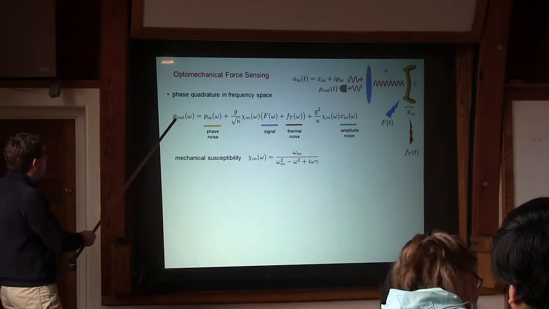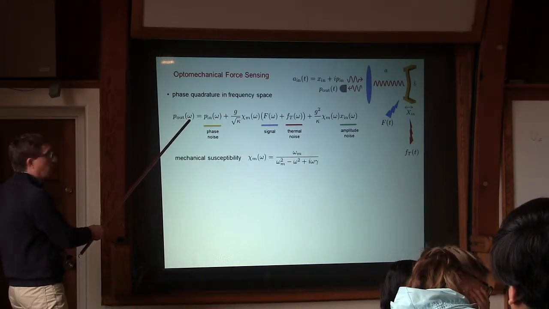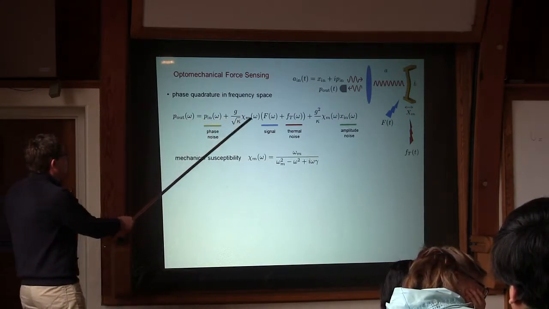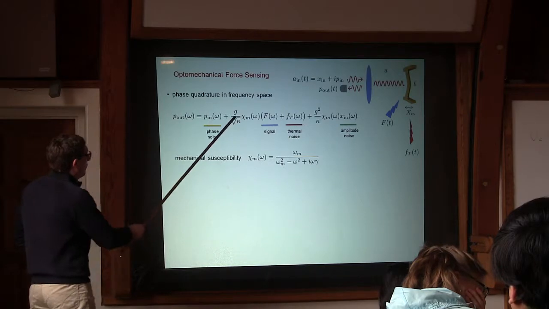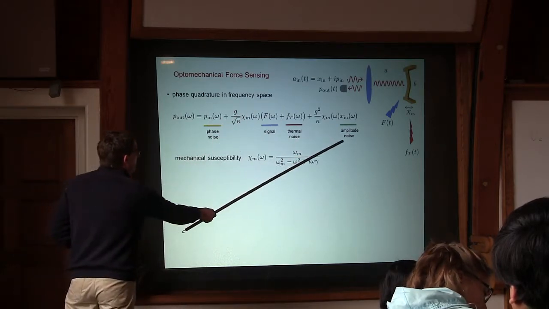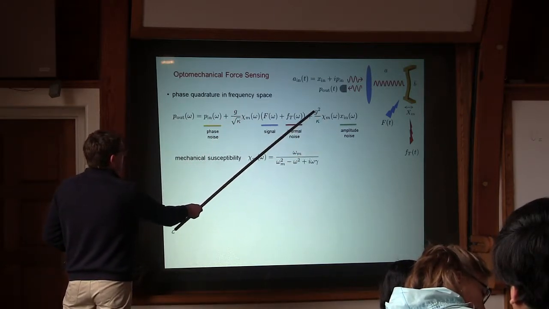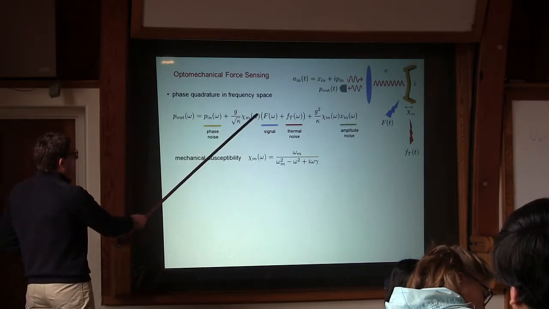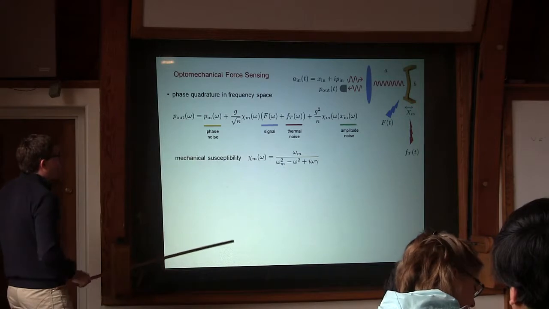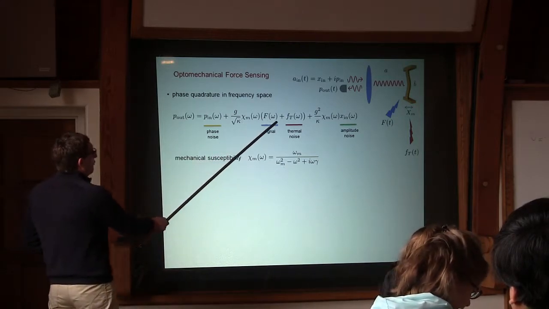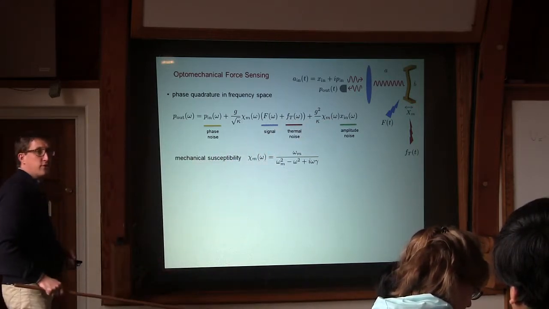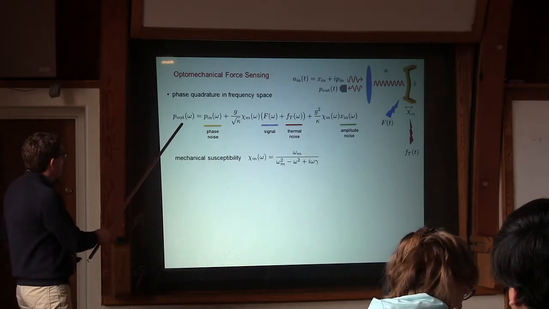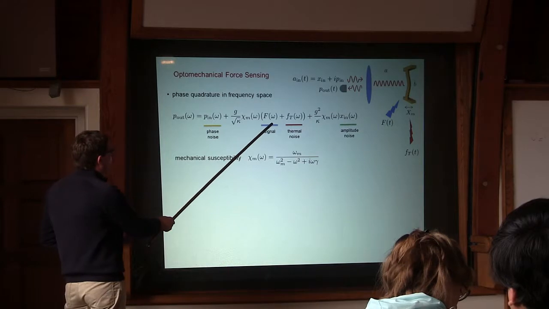The phase quadrature in frequency space at a particular site and frequency from our laser would be initial phase noise, signal and thermal noise with order G, and amplitude noise with order G². And in addition, we will find the mechanical susceptibility given by this expression here as a prefactor for all those noise forces driving our mechanical oscillator. Now, that is something we can measure. That is the thing we would like to know.